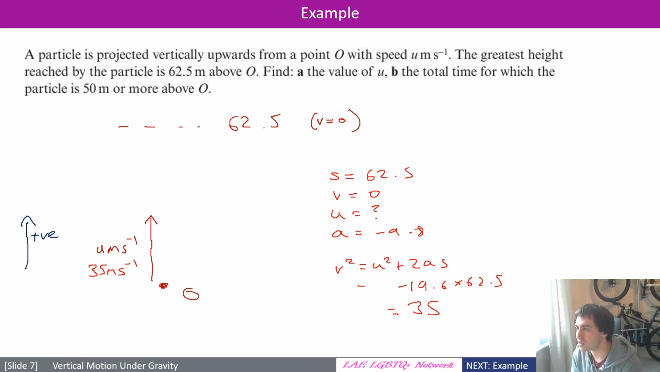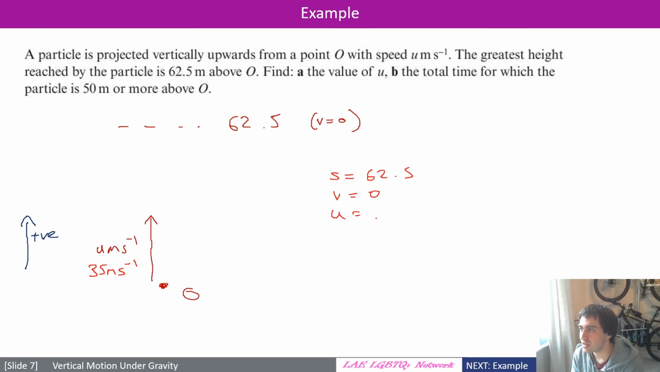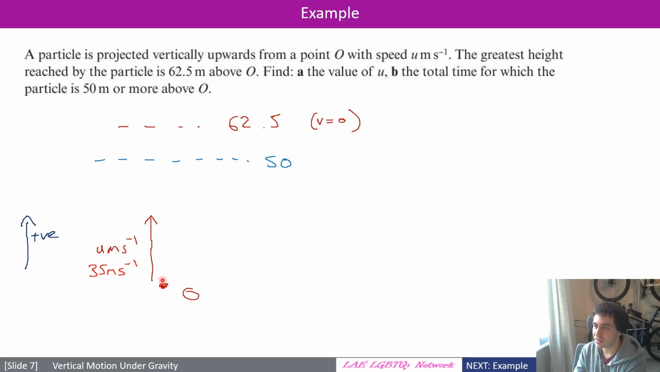I think part B is the trickier question. It's asking us, for how long was this particle above 50 meters or more? Imagine us adding another line here, about there, and that's 50 meters. The object starts there, gets thrown in the air, reaches its maximum height, and then comes back down. When it first hit 50, for how long was it then above that height? It's like you've cut off the beginning and end of the full motion. We can still use SUVAT for this, we just have to be a bit more clever.